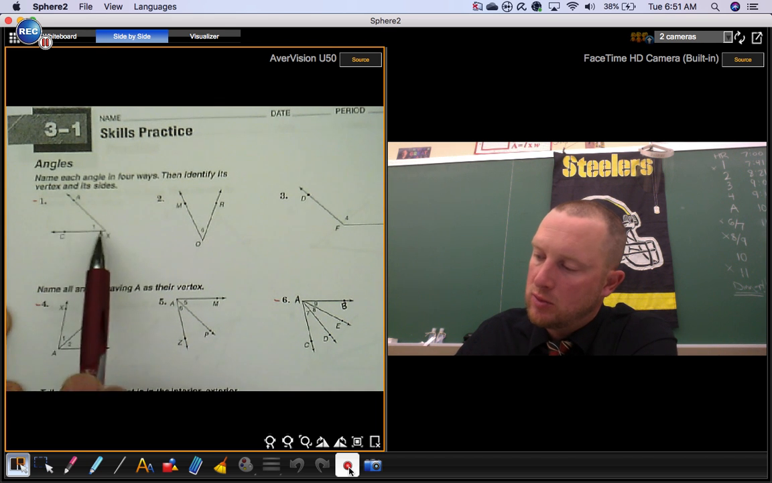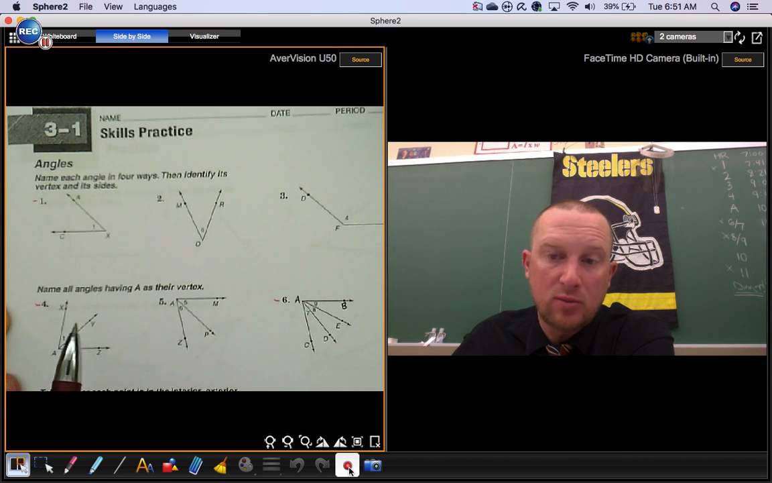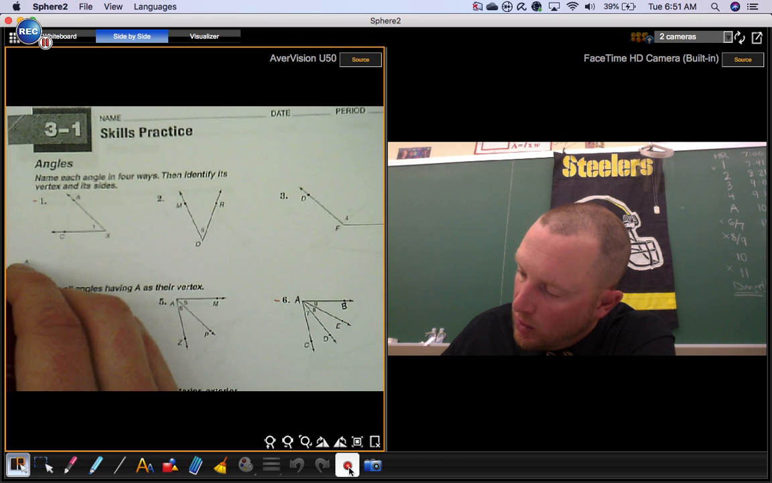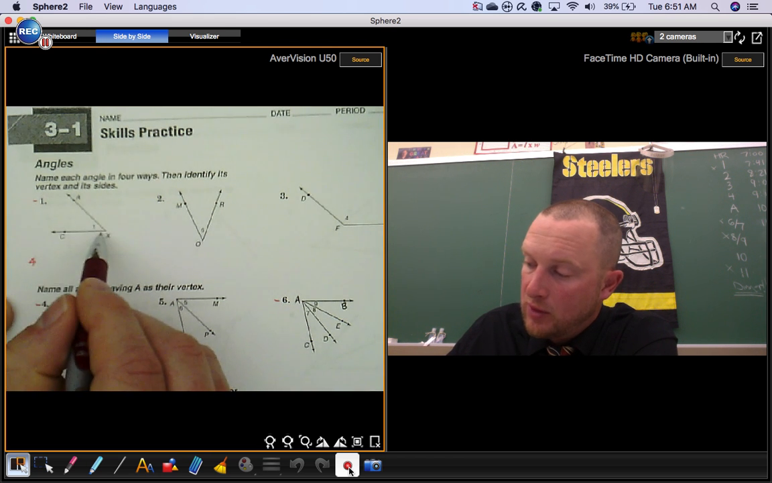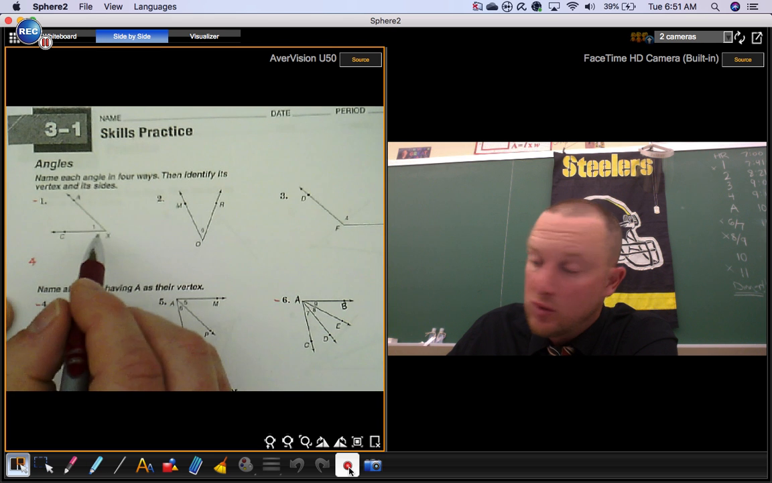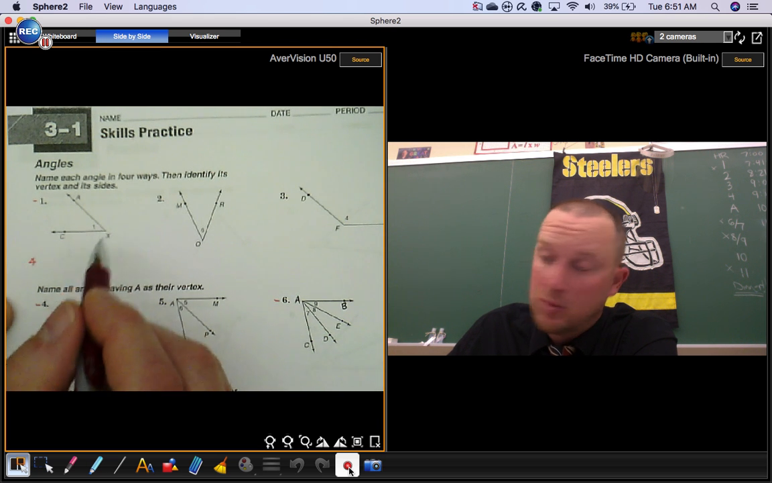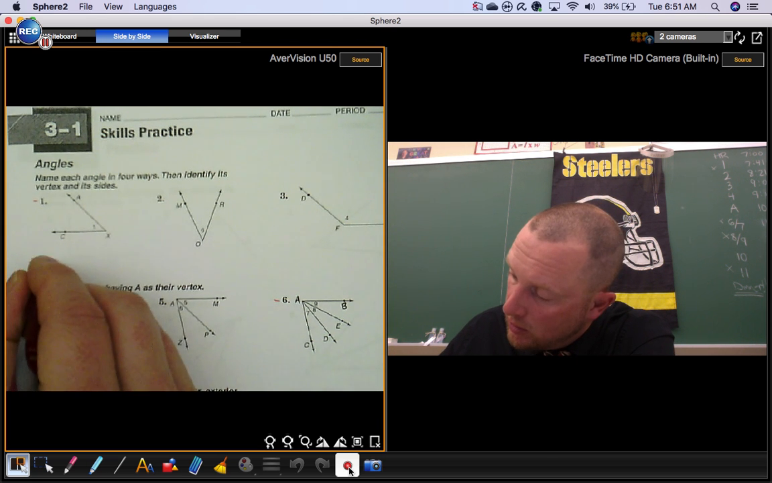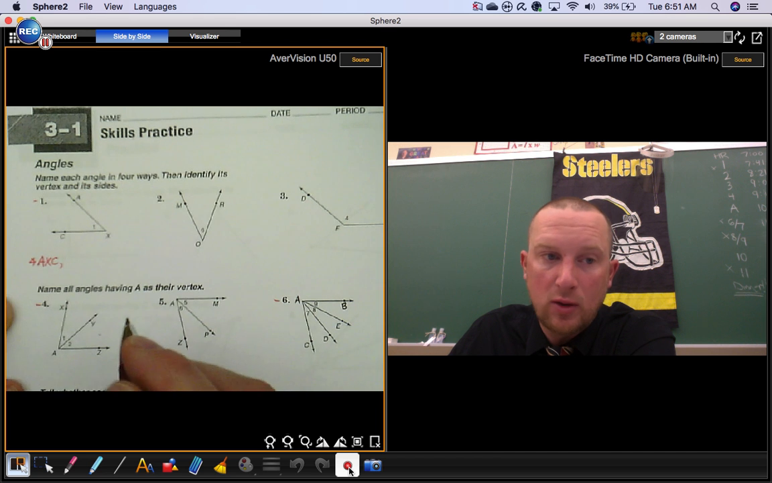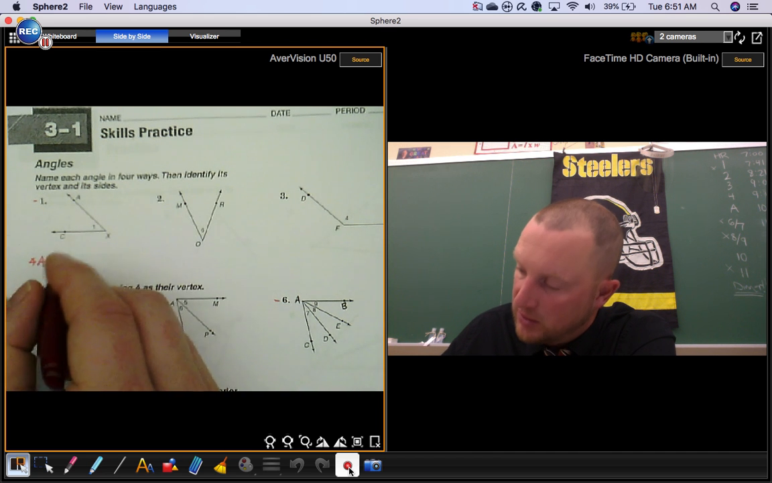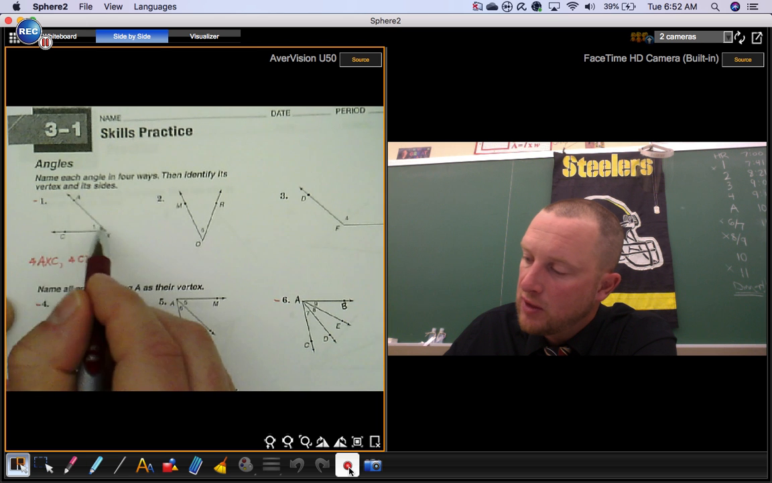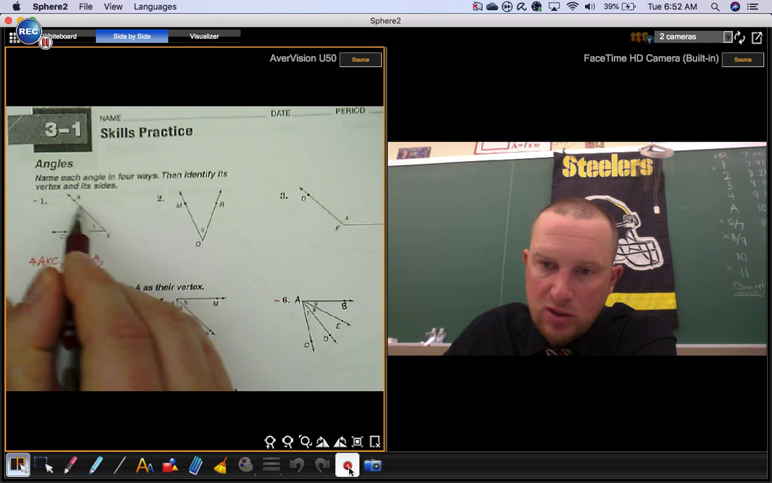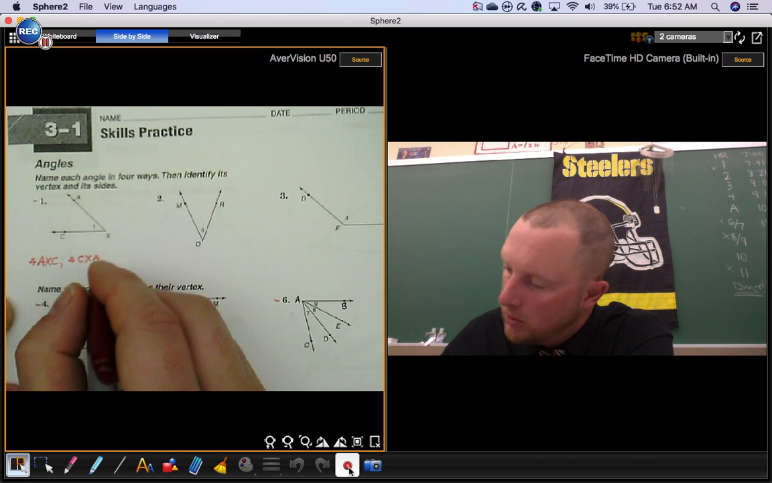So here's an angle. Remember, most of the time, probably at least 90% of the time, we're going to name an angle with 3 letters. The 3 letters that you use, it doesn't matter what order you go in as long as the vertex is the middle letter. So you can call it angle AXC or angle CXA. If you use your finger or your pencil to help you trace it, it helps.